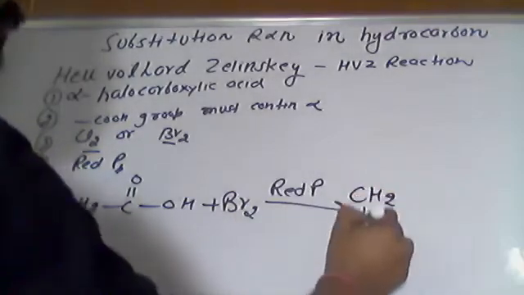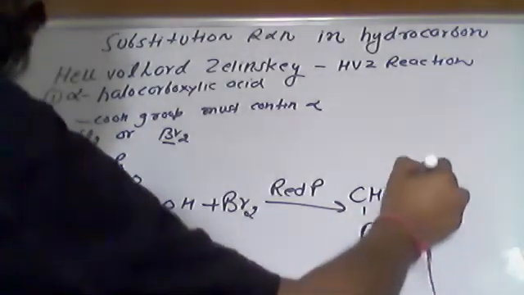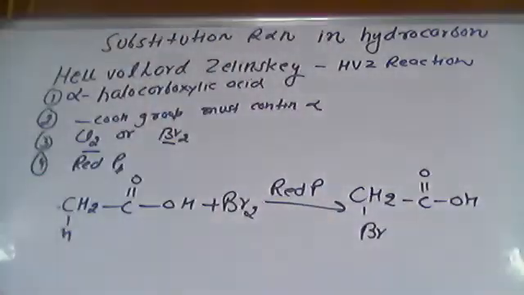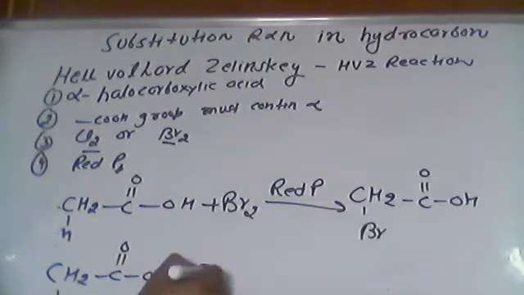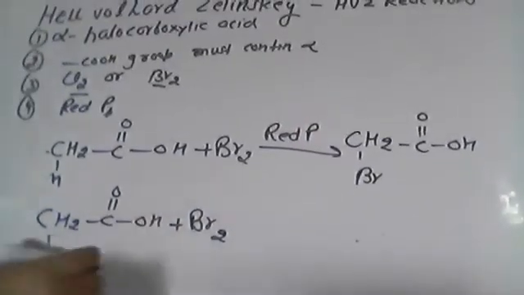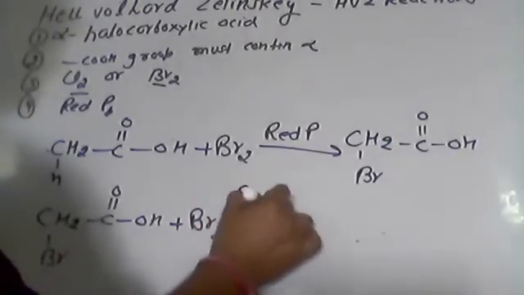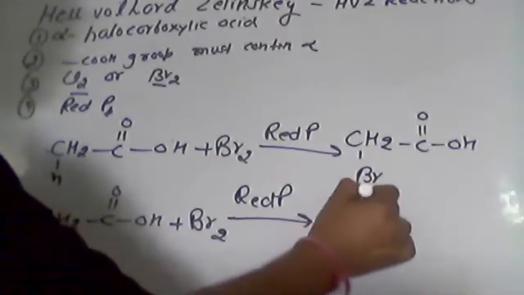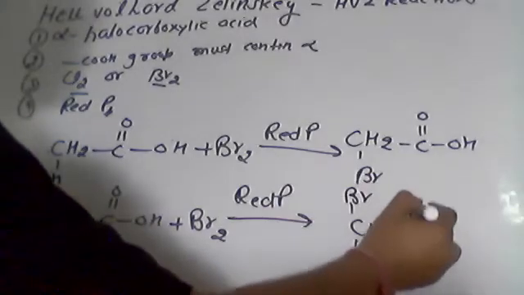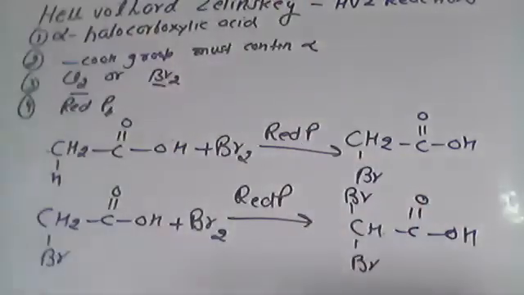So what are we going to get? Here I get CH2, here I get the Br, here C double bond O, and here the OH, plus HBr as the side product. This can continue. I can react this again with a second molecule of Br2, again in the presence of red phosphorus. So one more hydrogen I can replace, giving CH with Br and C double bond O and OH. You can continue, and the third can also be replaced.